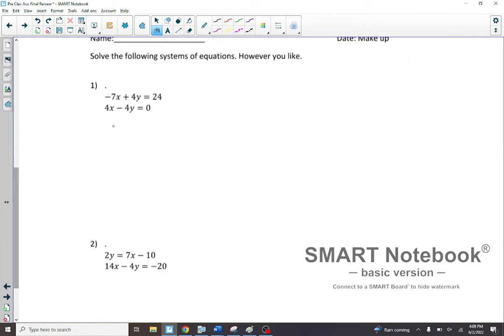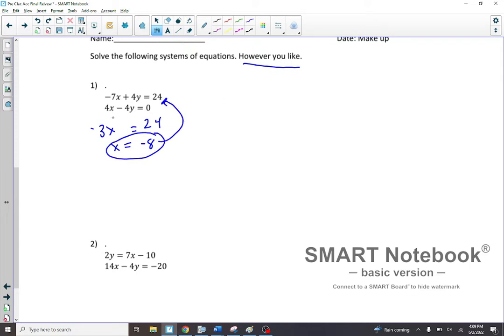All right, system equations. Solve however you like. Now, however you like, you could do elimination here, which is you're going to add here. So negative 3x equals add 24. X equals negative 8. Take that negative 8, plug it back into here.